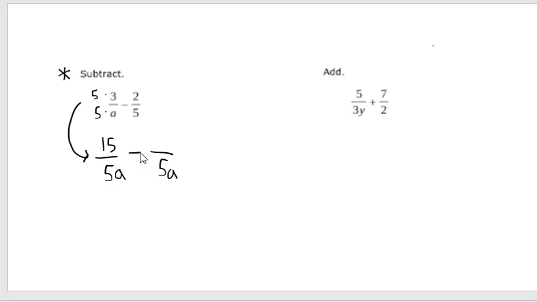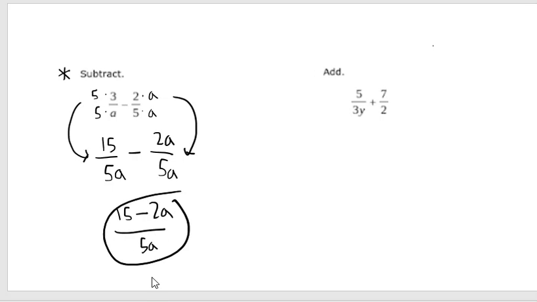Okay, now to get from 5 to 5a, we have to multiply by a, which means we also have to multiply the top by a. 2 times a becomes 2a. So 2 over 5 becomes 2a over 5a. Now that these two fractions have the same denominator, we can subtract the top, 15 minus 2a, and then the denominator stays the same. That would be the answer for this particular problem.